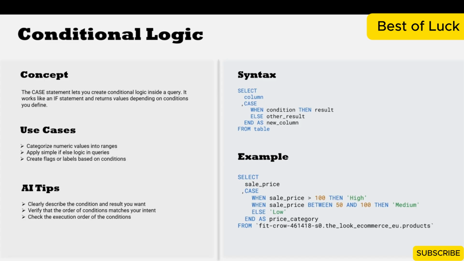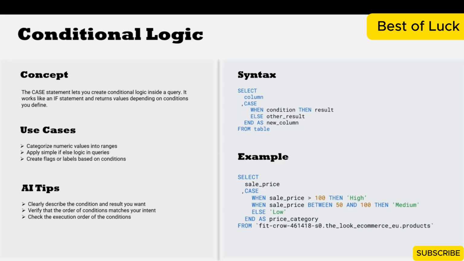There are a few classic use cases. You can categorize numeric values into ranges, for example, turning a sale price into categories like high, medium, or low. You can create flags, for example, labeling whether a customer is active or inactive based on the last purchase date. Or you can apply business logic, like checking if a quantity is above a threshold to label it as bulk.